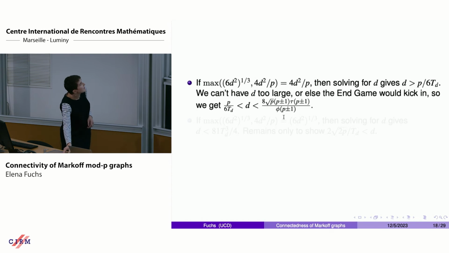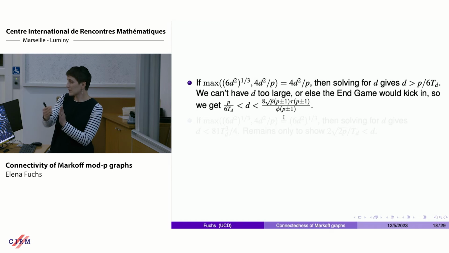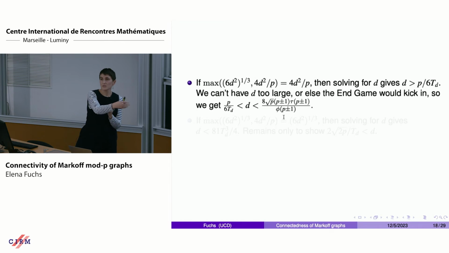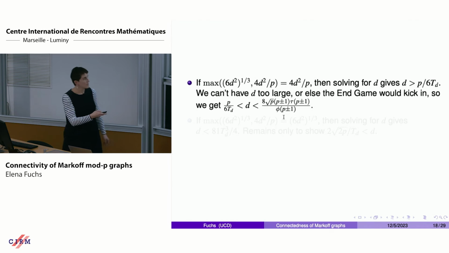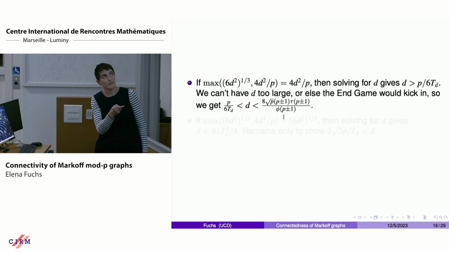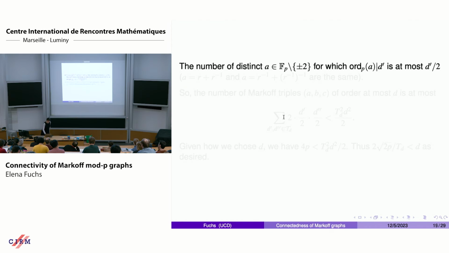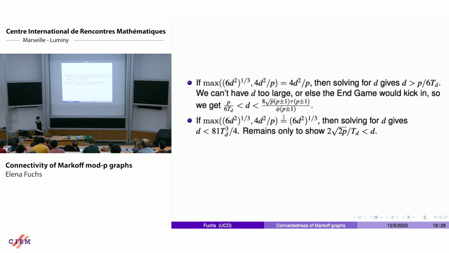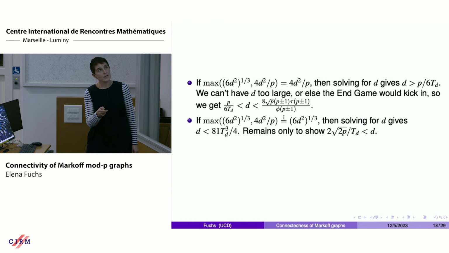Okay, so if the max is 4D squared over P, you look at that thing that I just had, and you get D is greater than P over 6TD. So D is greater than P over 6TD, but it can't be too large, because if it's too large, the end game kicks in. So that's why this little piece is there. Now, if the max of these two things is the first guy, then you solve for D and you get D is less than this 81TD cubed over 4. So you just need to show that D is greater than this to complete the proof of the theorem.